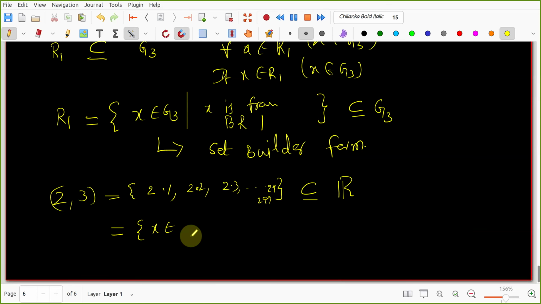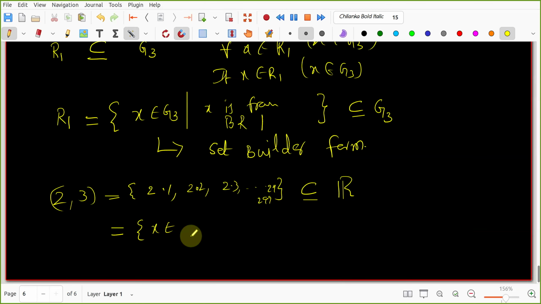So first you write that. But now here you put the condition. What is the condition? That it should be in between 2 and 3. So x is less than 2... sorry, 2 is less than x and x is less than 3. Right? Good. Nice.